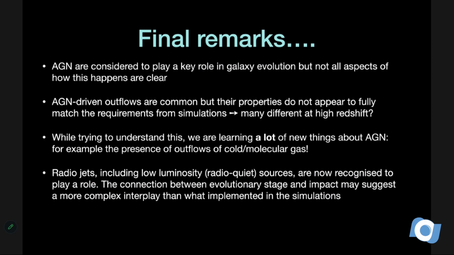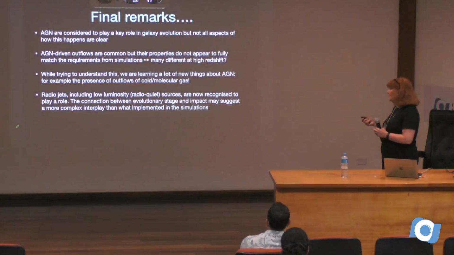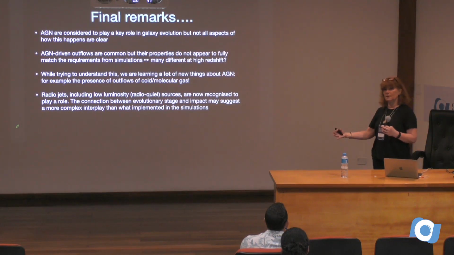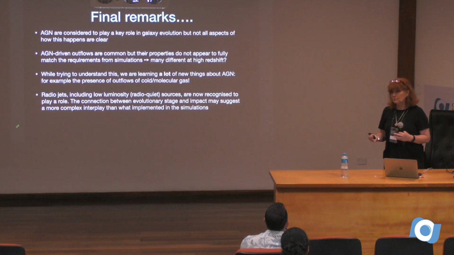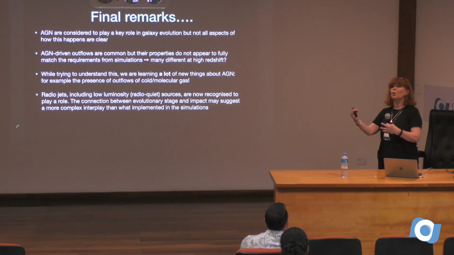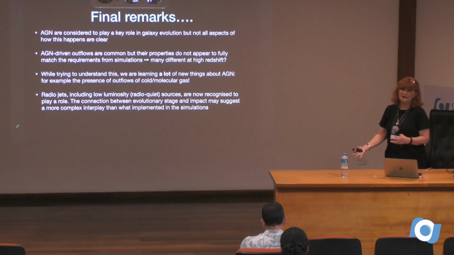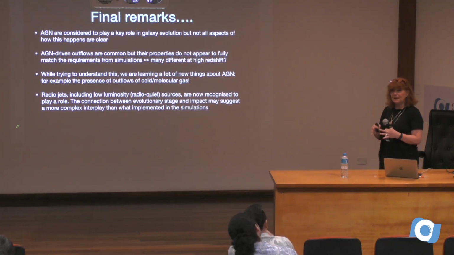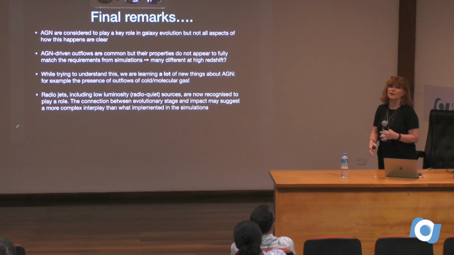So the outflows are common. We find them in more and more objects. The idea is also that they are not a very long-term kind of process. Maybe 10 to the 6, few times 10 to the 6 years, so the outflow will not go on forever. So if you don't see it in every object, it's also because there is a time scale connected to it. So you can be lucky or unlucky. But of course, what I'm doing and what I've focused on here are the detailed studies that we do at low redshift.